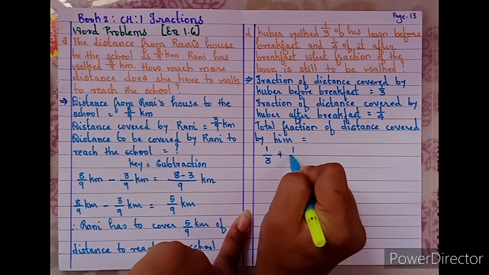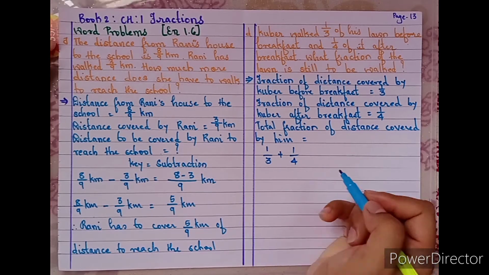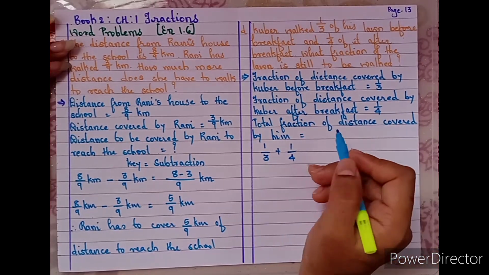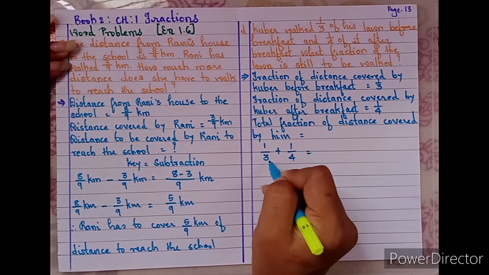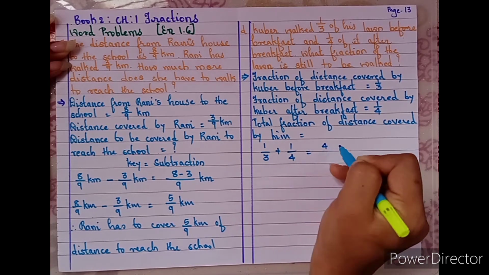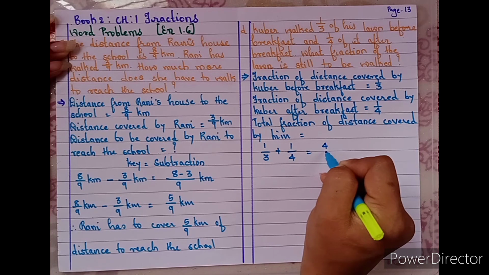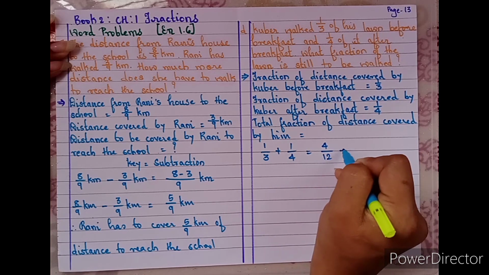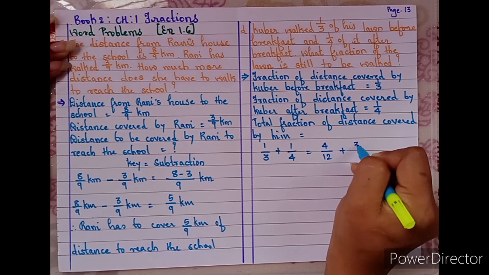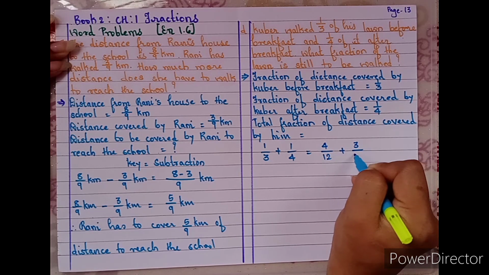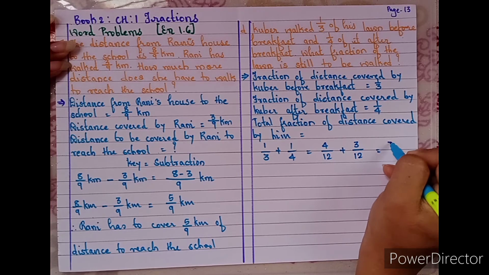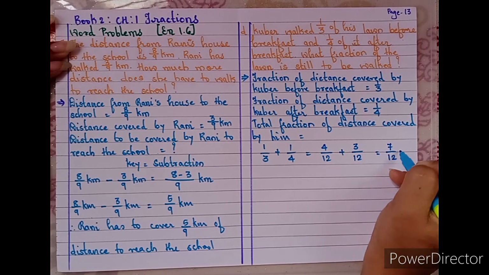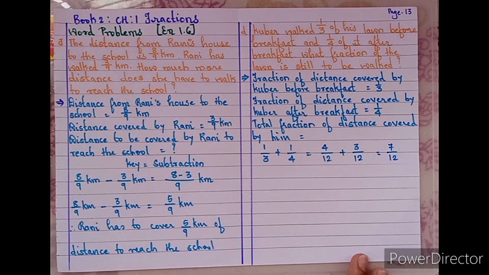1/3 plus 1/4. As you know, these are not like fractions, they are unlike, so make them like by finding the LCM. The LCM of 3 and 4 is 12, so multiply here by 4. 1 into 4 is 4, 3 into 4 is 12, plus 3 into 1 is 3, and 4 into 3 is 12. Now let's add them together. 7 by 12 is the fraction he has covered, isn't it?